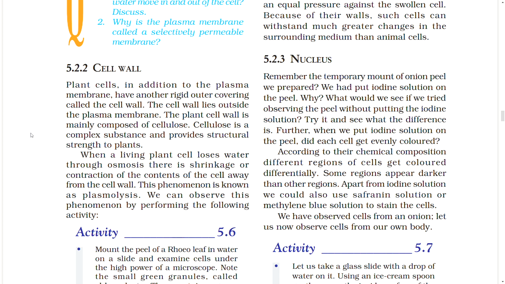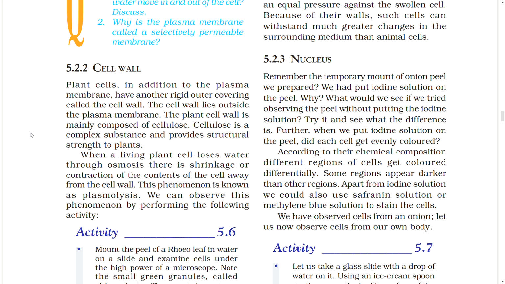5.2.2. Cell wall. Plant cells, in addition to the plasma membrane, have another rigid outer covering called the cell wall. The cell wall lies outside the plasma membrane. The plant cell wall is mainly composed of cellulose. Cellulose is a complex substance and provides structural strength to plants.